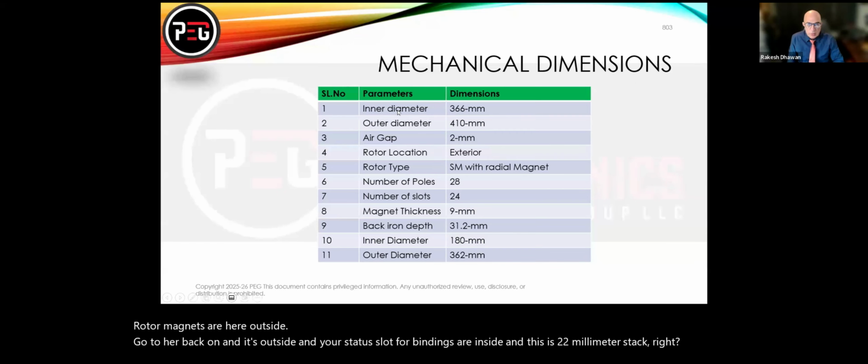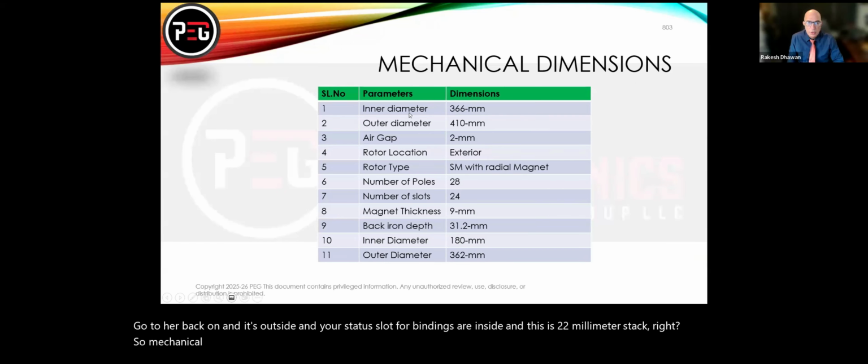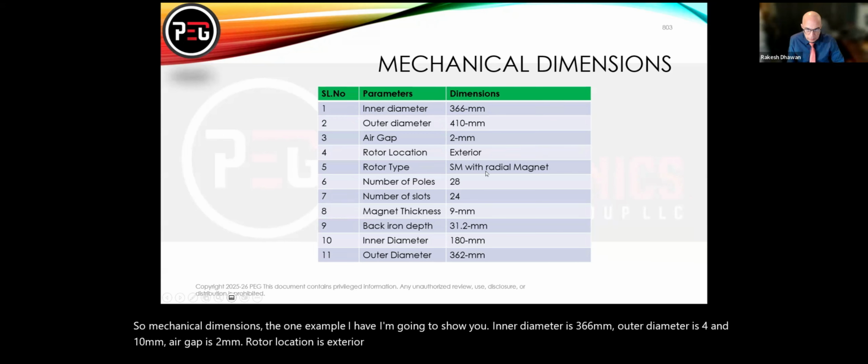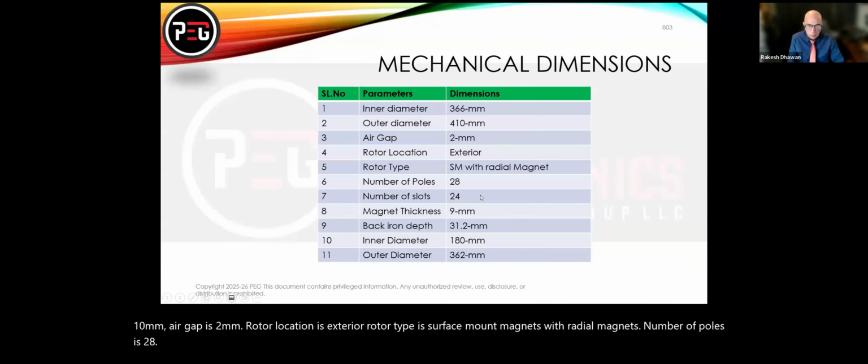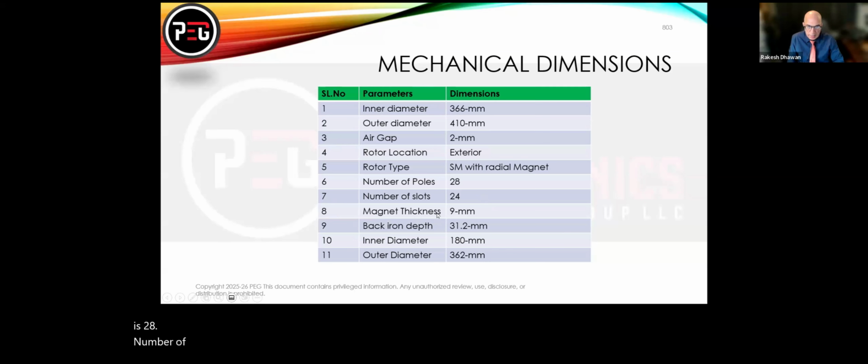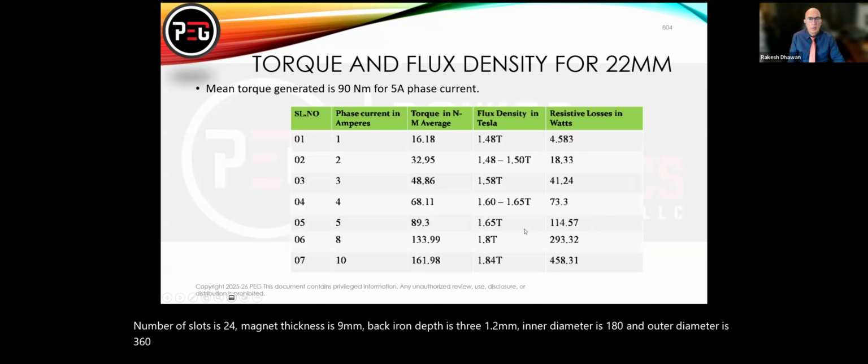For the mechanical dimensions of the one example I'm going to show you, the inner diameter is 366 millimeter, the outer diameter is 410 millimeter, and the air gap is 2 millimeter. Rotor location is exterior, and rotor type is surface mount magnets with radial magnetization. Number of poles is 28. Number of slots is 24. Magnet thickness is 9 millimeter. Back iron depth is 31.2 millimeter. Inner diameter is 180 and outer diameter is 262. So these are what you're able to get.